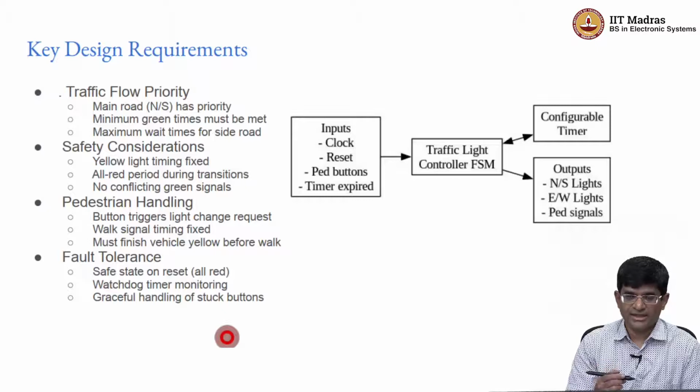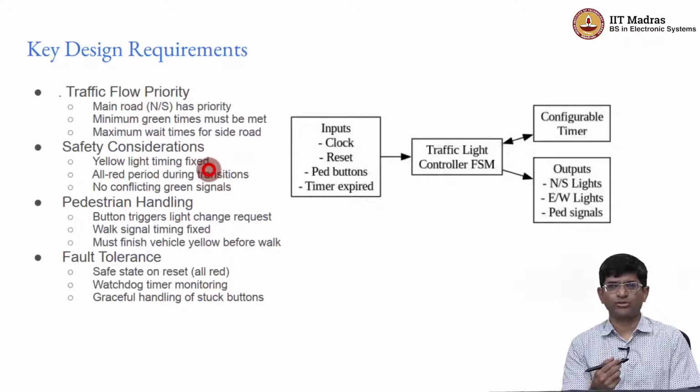There are certain safety considerations. The yellow light timing must be fixed. This is just from the point of view of vehicle safety. In general, if a vehicle is speeding towards a signal, it may not be able to stop abruptly if you transition from green to red.